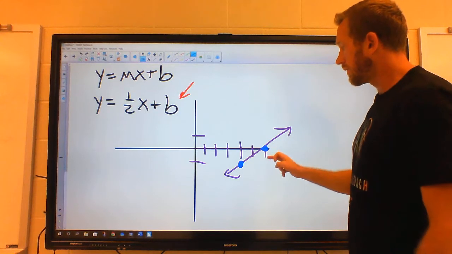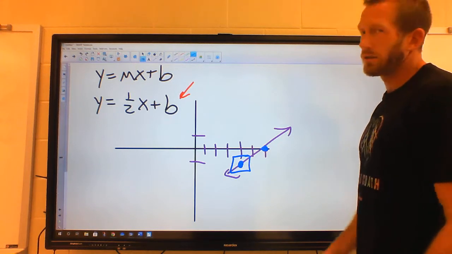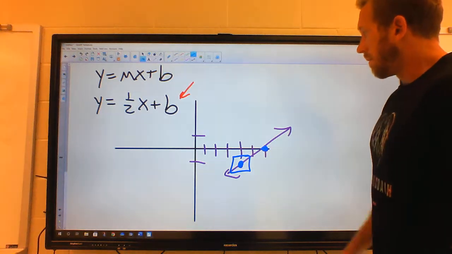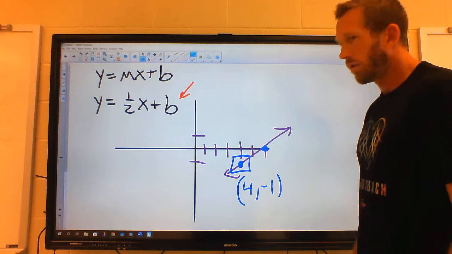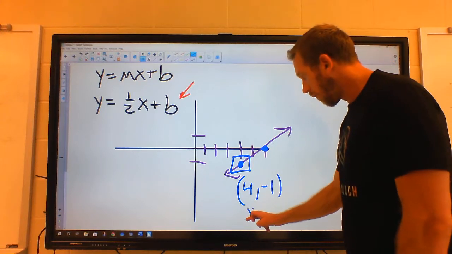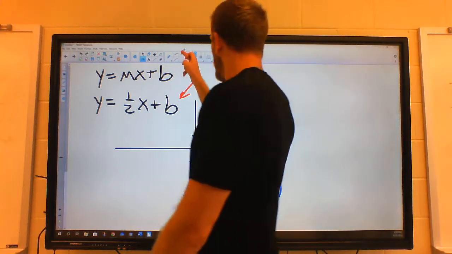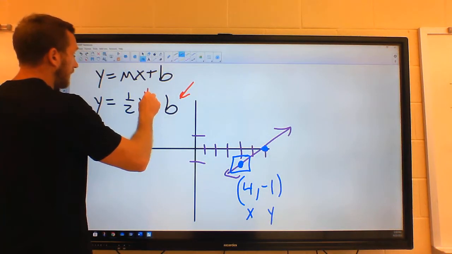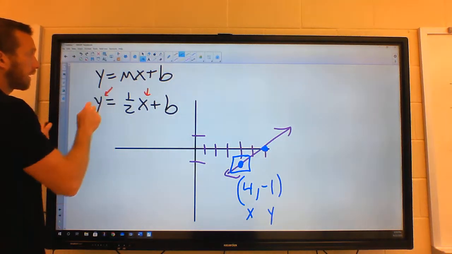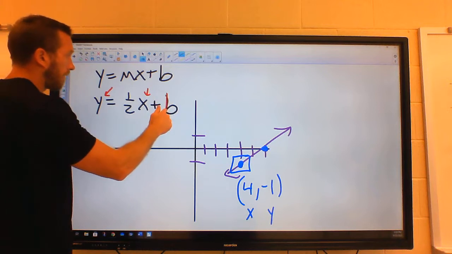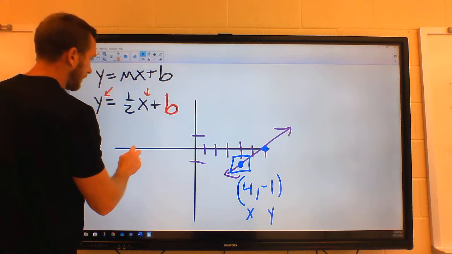We can choose either of these two coordinates. I'll go with this one, just because random, I just chose that one. But that coordinate is 4, -1. Well, guess what that coordinate is? It is an ordered pair x and y, meaning you could take x of 4 and plug it in right there. Take y being -1, plug it in right there, and then all you have that's left over is this to solve for. So let's try that.